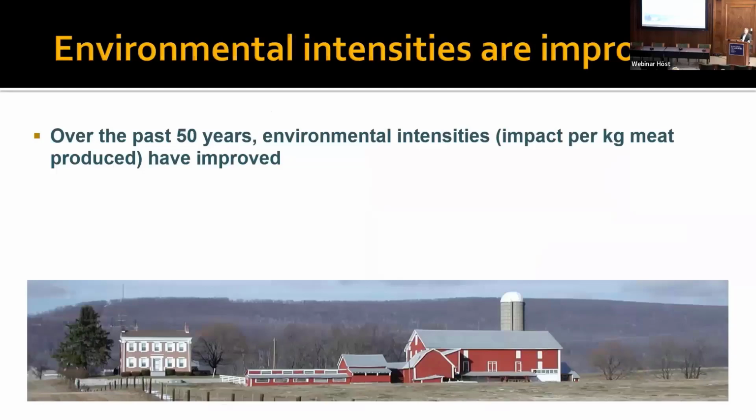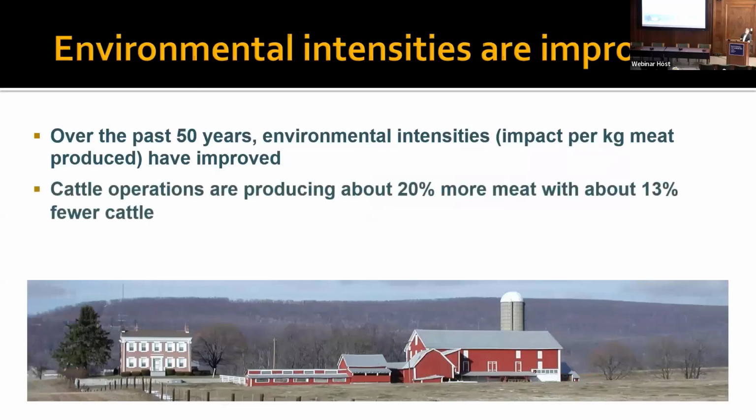This is changing over the past 50 years, and the environmental intensities, that is the impact per kilogram or pound of meat produced, has improved. Currently, our cattle operations are producing about 20% more meat with about 13% fewer cattle. And that's also including cull animals from the dairy that are now being used more and more.